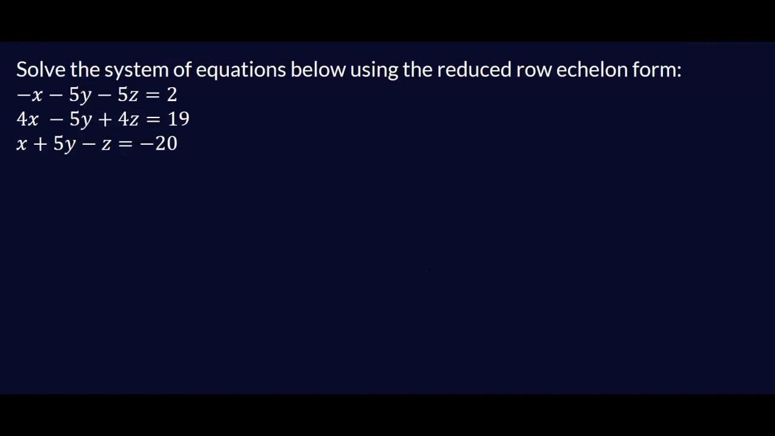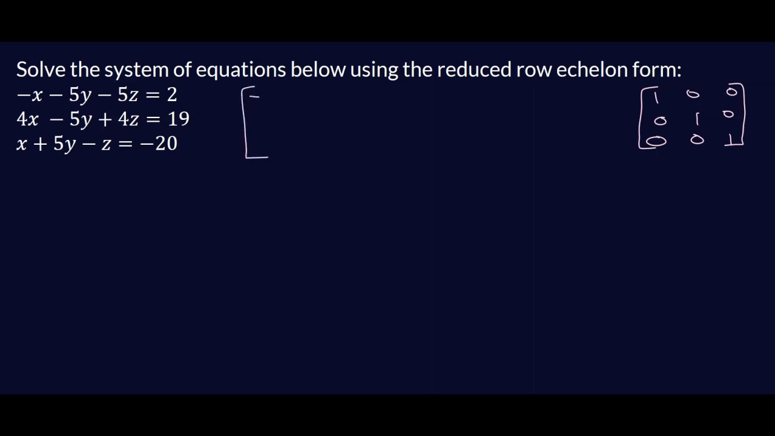So here's our first example. Solve the system of equations below using the reduced row echelon form. Like I said, I'm going to start off by showing you what the matrix should look like when we're done. We should have something that looks like this: 1, 1, 1, and then we have zeros everywhere else. Okay, so we're going to start by writing this in the augmented form first. So let's go ahead and do that.